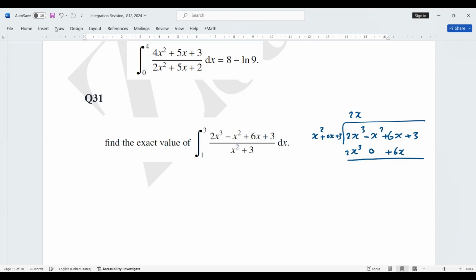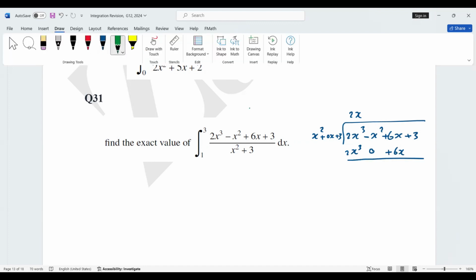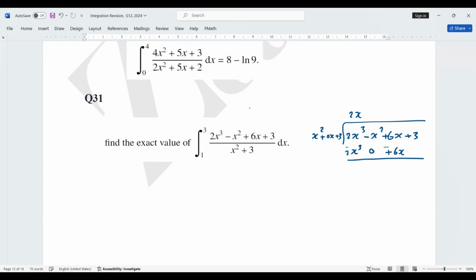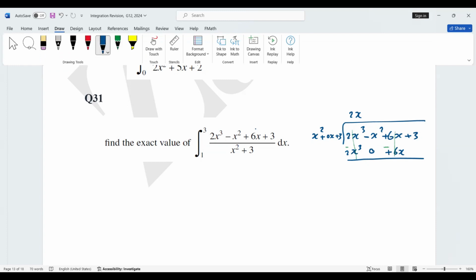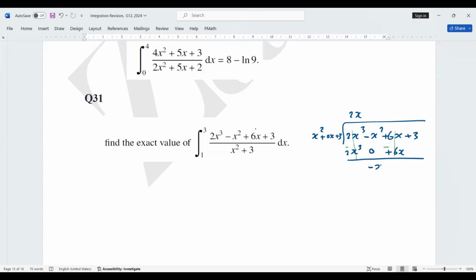Subtract. This is minus, and this is minus, so cancel this, and also cancel this. Then it will be negative x squared plus 3. Negative x squared divided by x squared is negative 1. Negative 1 times x squared is negative x squared. Negative 1 times 0 is 0. Negative 1 times 3 is negative 3.